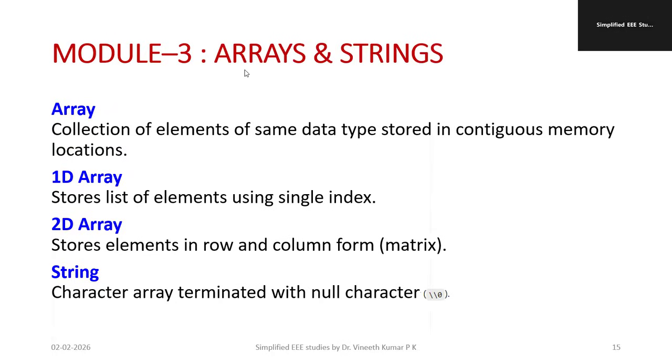Module 3 includes arrays and strings. In the array, you may get a definition: collection of elements of the same data type which is stored in continuous memory locations. What is a one-dimensional array? How to declare a one-dimensional array? Store the list of elements using a single index. A 2D array is nothing but storing the elements in rows and columns. So that is actually the difference between 1D and 2D array. What is a string? A character array terminated with a null character. This is a null character example.